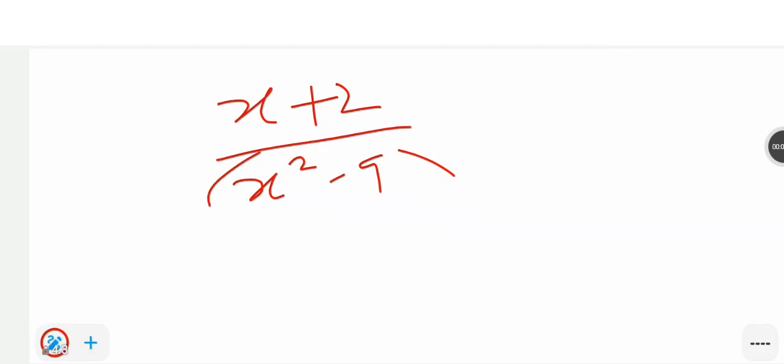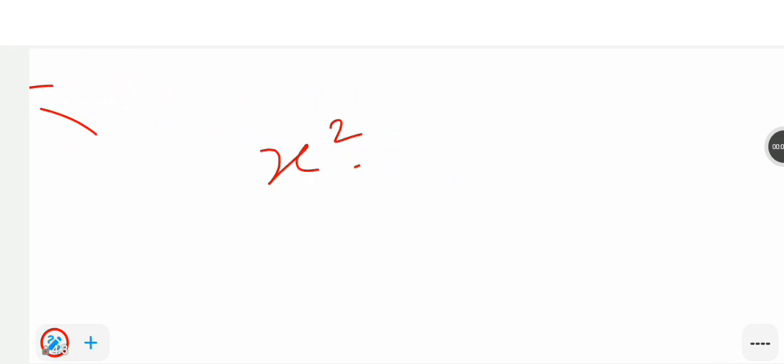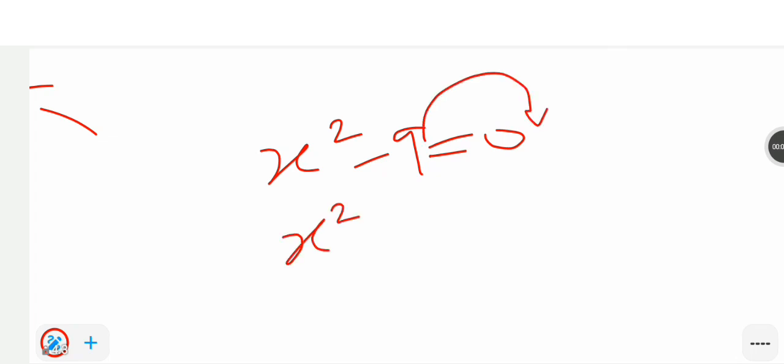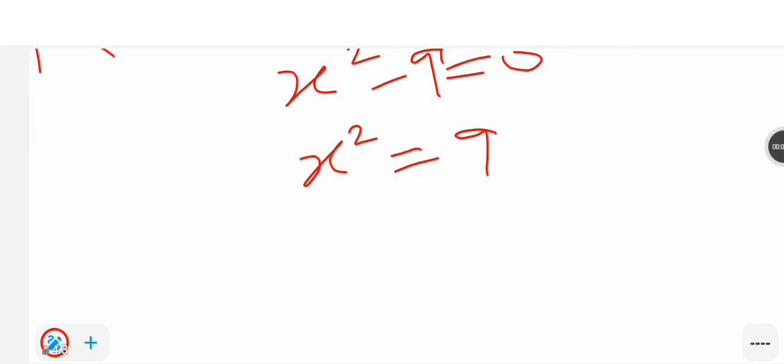Your focus is the denominator, okay? So you just take x squared minus 9 equals 0. Then solve this. This will be x squared. This 9 comes to this part. So it will be x squared equals 9. Take square root of both sides. x will be square root of 9.